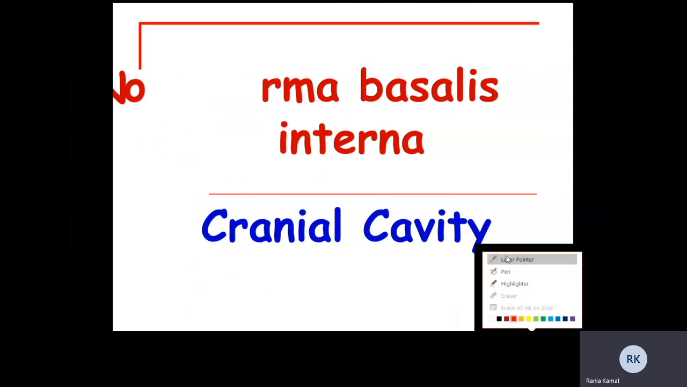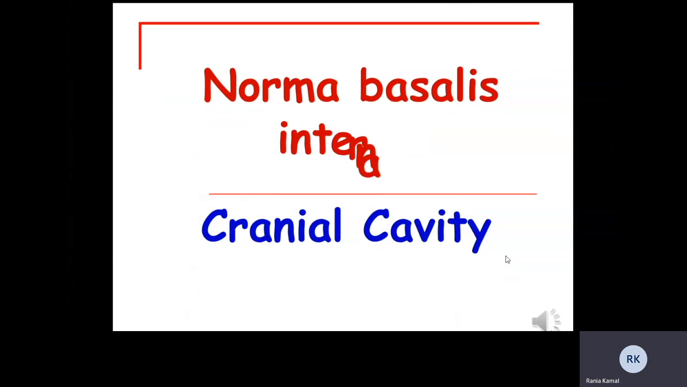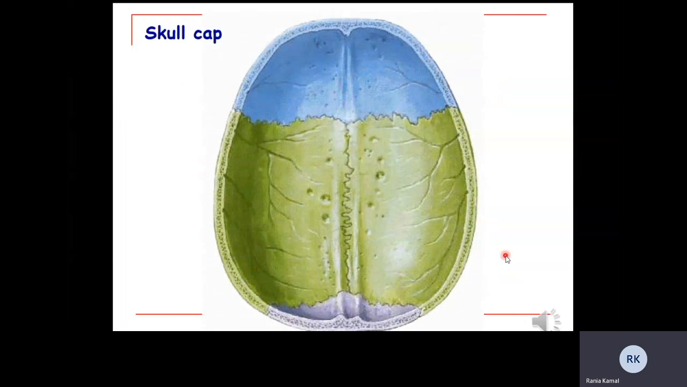Now we will move to the norma basalis interna, the cranial cavity. When you open the skull, you will find the skull cavity with the frontal bone, the two parietal bones, and the squamous part of the temporal bone. This is a groove for the superior sagittal sinus.